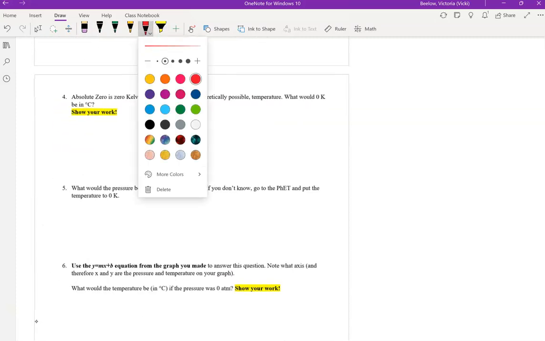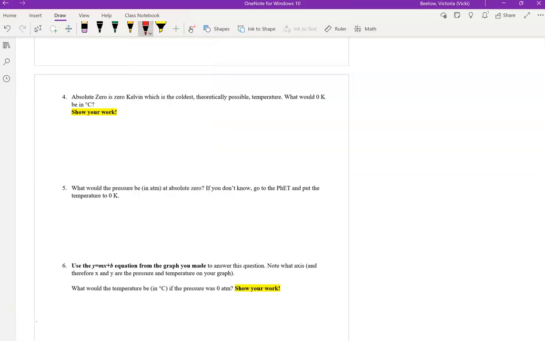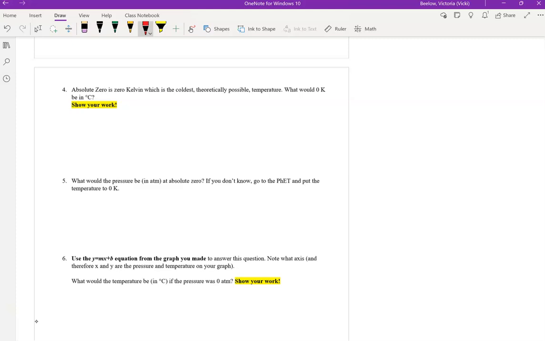Next, you have this question here. Absolute 0 is 0 Kelvin, which is the coldest possible temperature. What would 0 Kelvin be in degrees Celsius? Show your work. So you want to use this equation to help you answer that question. If you have 0 Kelvin, what would that be in degrees Celsius? And make sure you show your work for that.